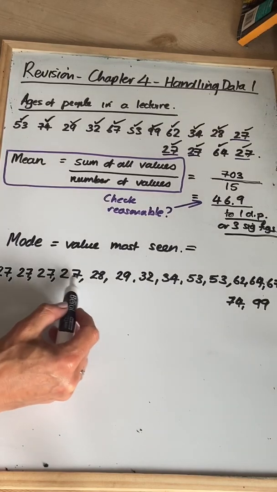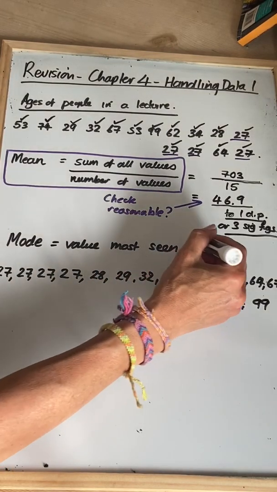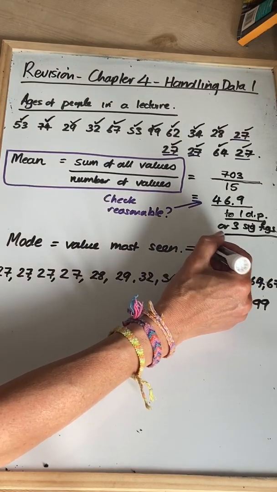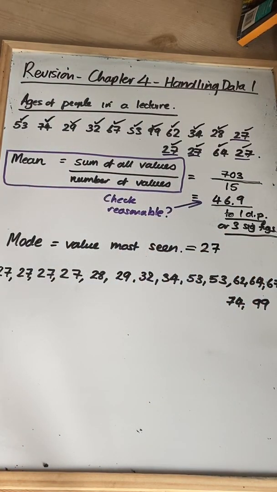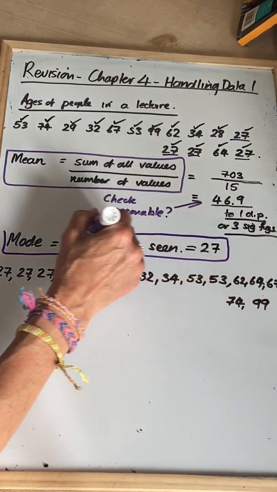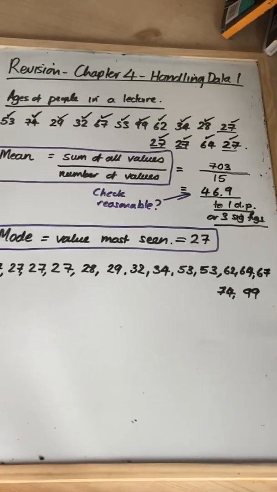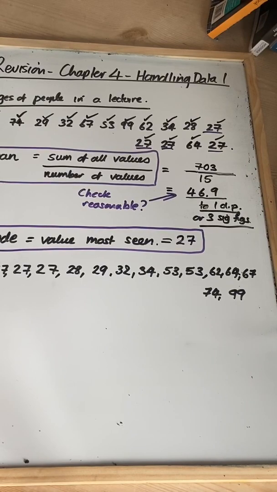So I can see very clearly now that the value most seen, my mode, is 27. So it isn't in the middle of my data. So I've got to be careful with using a mode to describe my data. It is the one there's the most of. And as I said, this could have been not a lecture, but a 27th birthday party. Would make sense that there were some 27-year-olds there. Anyway, so that's the mean and mode.